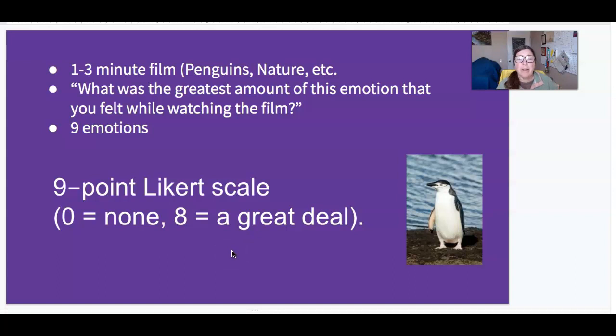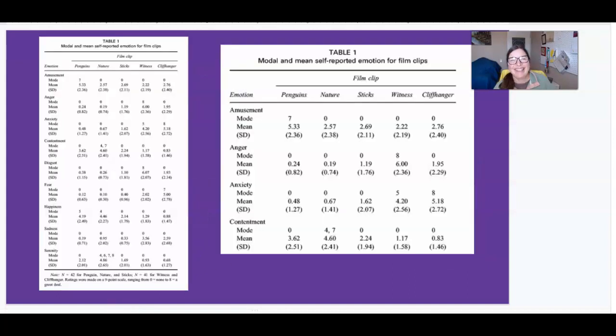So they rated the clip on 9 different emotions. They only watched 1 clip, and they rated it on 9 different emotions. And these are the results that they got. So here are their results, Table 1 from that article. You can see there are 9 emotions here and the 5 different films across the top. Let's look more closely at the top of this table right here.